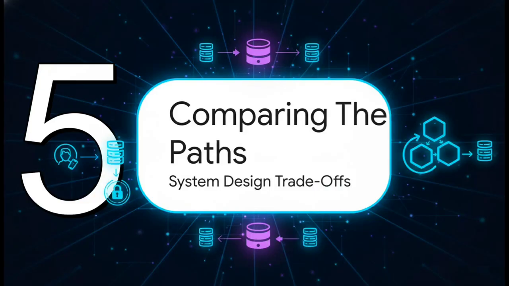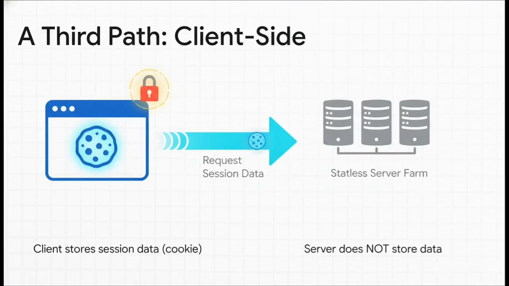All right, so we've got two pretty different ways of thinking about this on the server side. But believe it or not, there's actually a third approach that just flips the whole problem on its head. Let's take a quick look at that one before we compare all three and start thinking like a real system architect. This third path is to store the session data on the client side. That means it lives right inside the user's web browser, usually in something called a cookie. With this model, the server doesn't have to remember anything at all. The user's browser is responsible for sending all the session data back to the server with every single request.